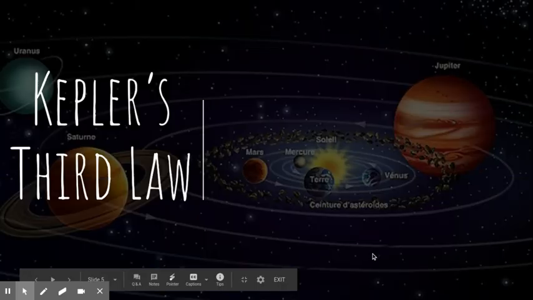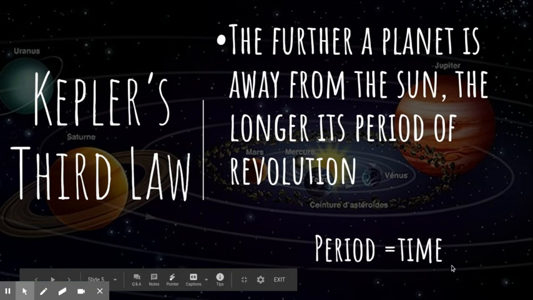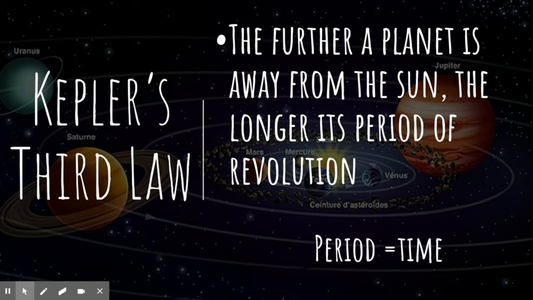Okay, and Kepler's third law of planetary motion states the further a planet is away from the sun, the longer its period of revolution. So in this sense, period means time. Okay, so the further away a planet is from the sun, the longer it takes to revolve around the sun.